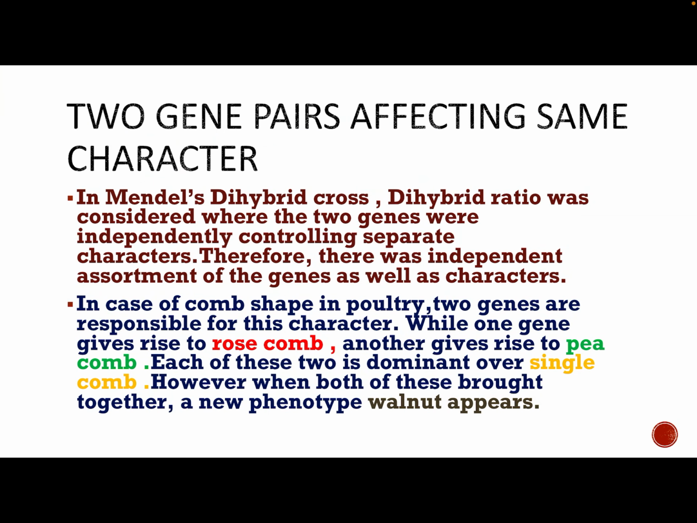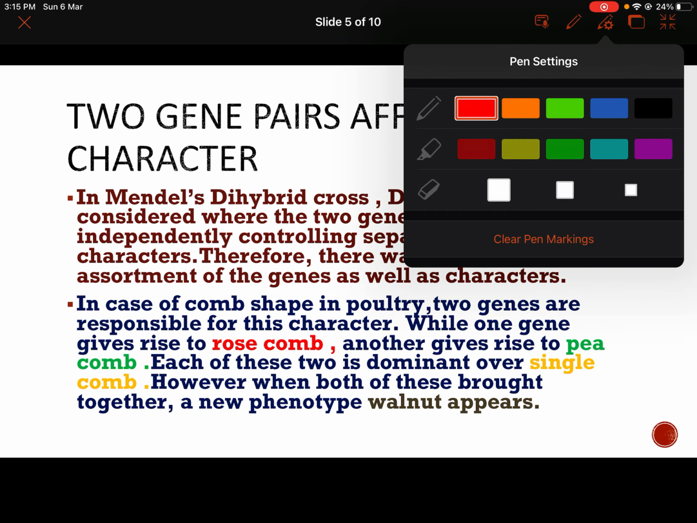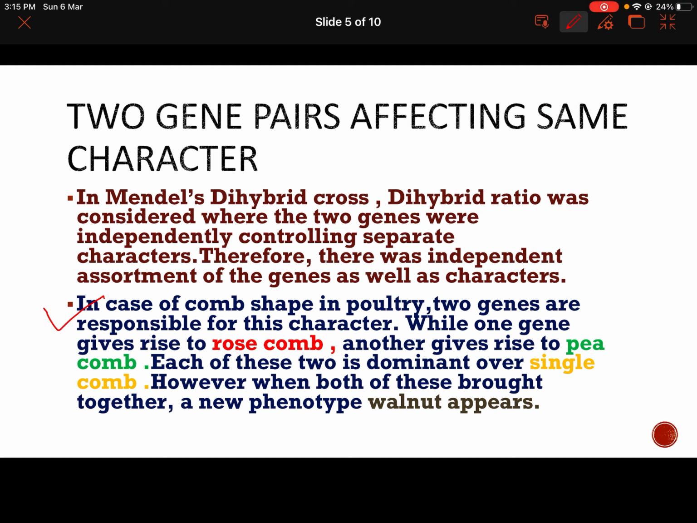So, two gene pairs affecting the same character. In Mendel's dihybrid cross, the dihybrid ratio was considered where the 2 genes were independently controlling separate characters. Therefore, there was independent assortment of the genes as well as characters. Comb shape in poultry is a very good example of interaction of genes.